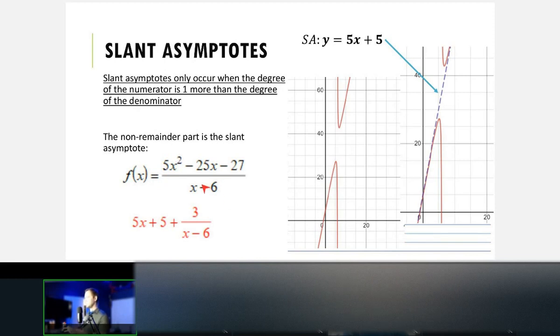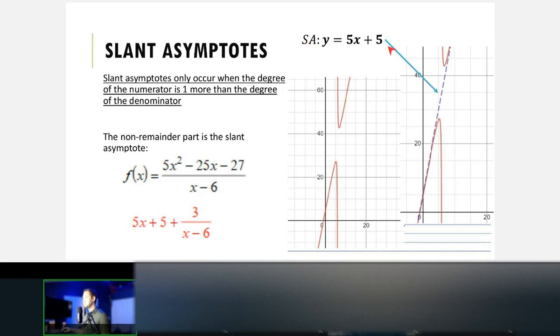I didn't show the work, but we will do some problems showing the work. I just have the answer for this one. This divided by this, we get 5x plus 5, remainder 3. So we got 5x plus 5 plus 3 over your divisor.